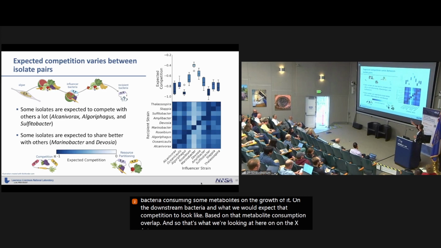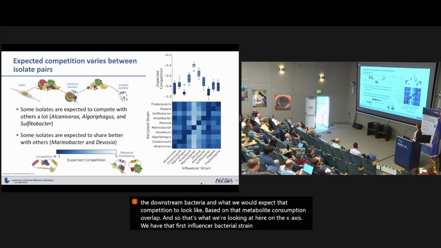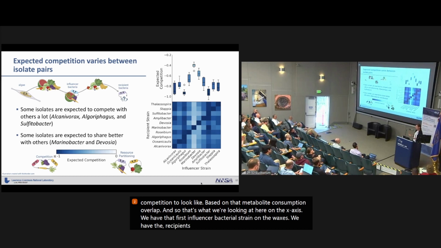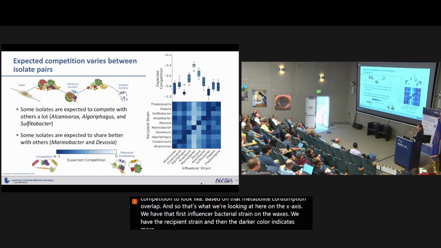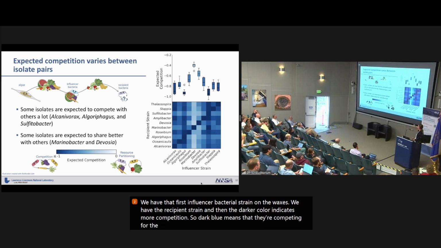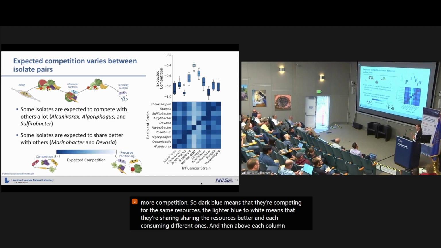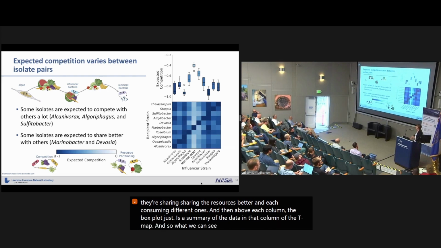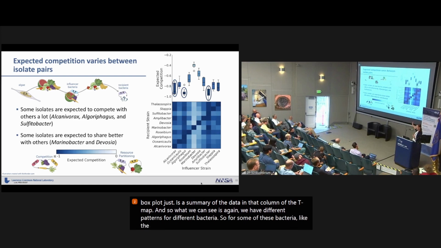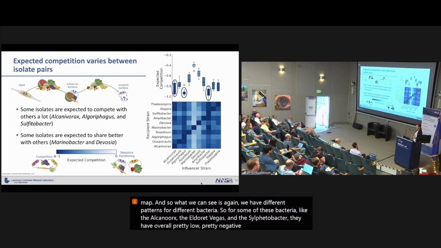On the x-axis, we have that first influencer bacterial strain. On the y-axis, we have the recipient strain. The darker color indicates more competition. Dark blue means that they're competing for the same resources. The lighter blue to white means that they're sharing the resources better and each consuming different ones. Above each column, the box plot is just a summary of the data in that column of the heat map. What we can see is that, again, we have different patterns for different bacteria. For some of these bacteria, like Alcanivorax, Algoriphagus, and Sulfitobacter, they have overall pretty low, pretty negative expected competitive interactions.